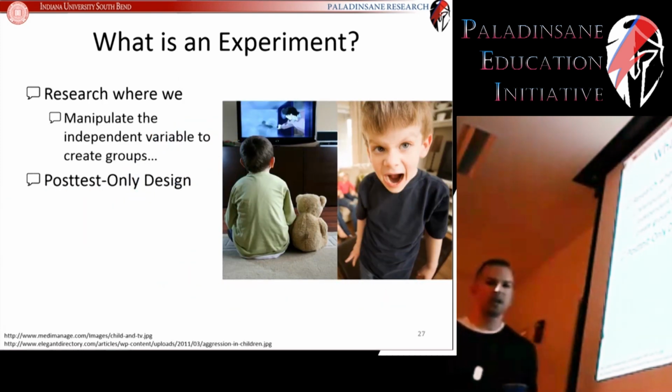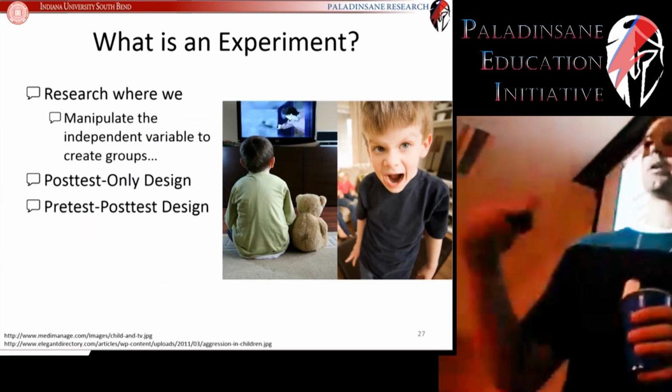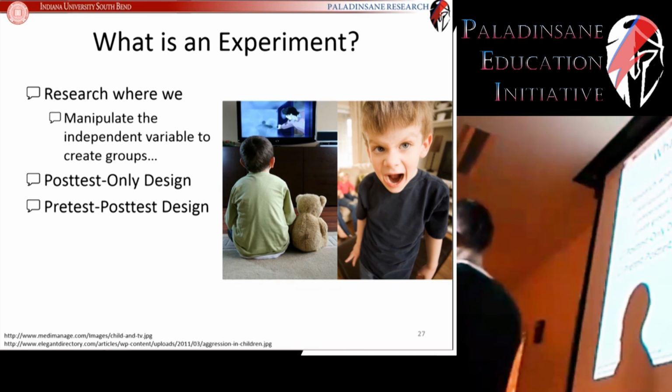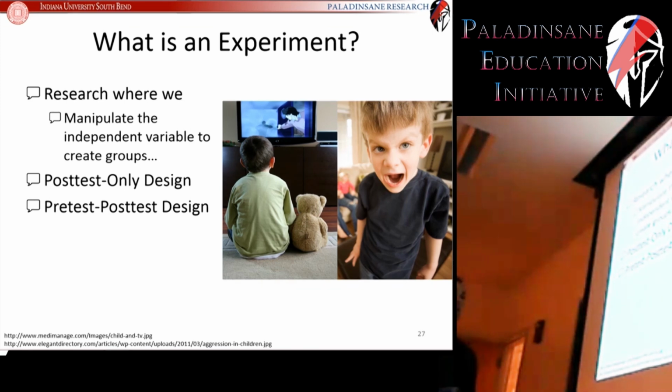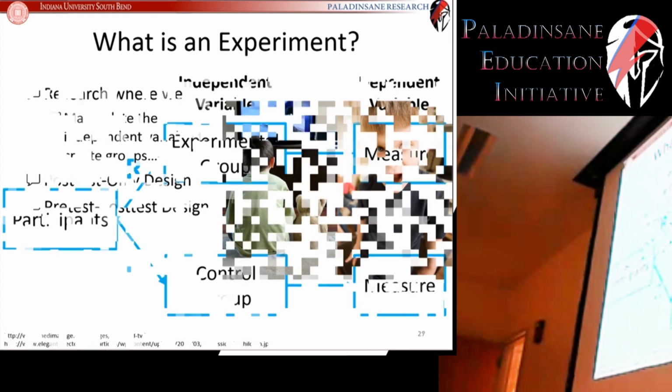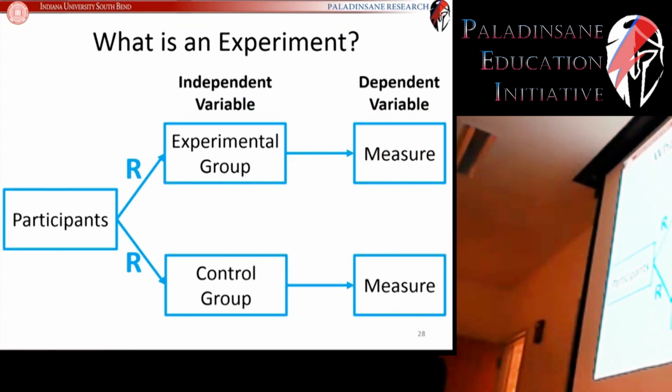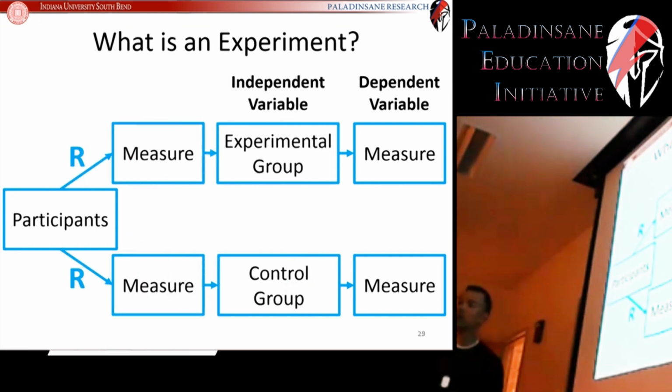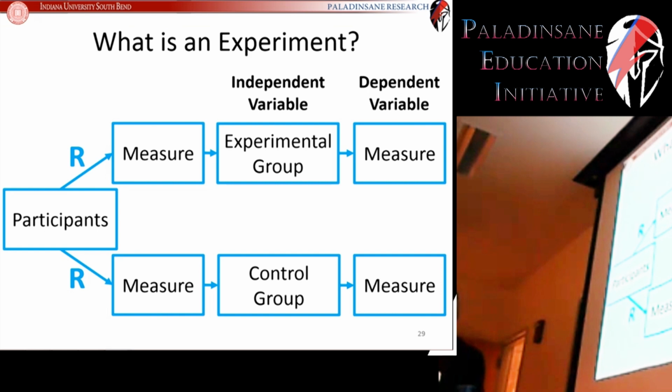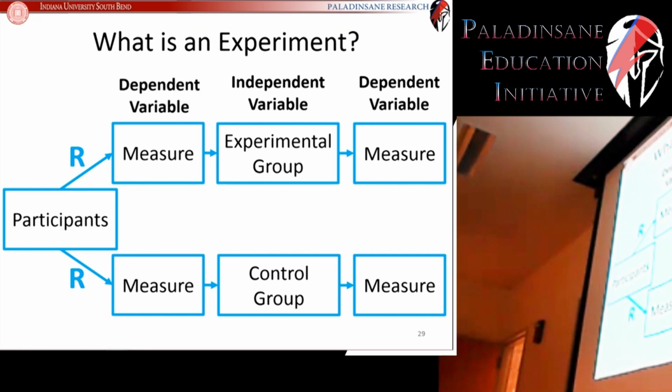All right, so that was the post-test only design. Now we're going to take a look at another kind of simple design, which is the pretest post-test design. So in the pretest post-test design, you basically take the post-test design and you add yourself a pretest where you measure the groups on the dependent variable before you manipulate your independent variable, and then you measure the outcome of that independent variable.